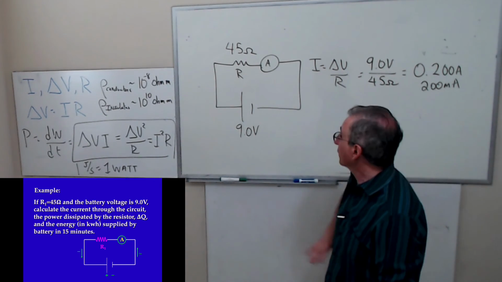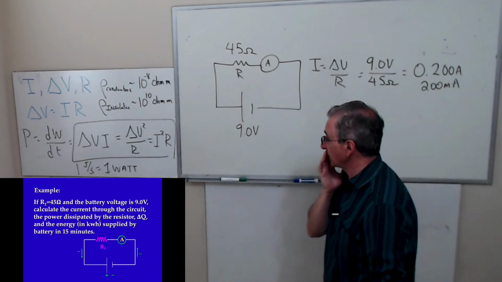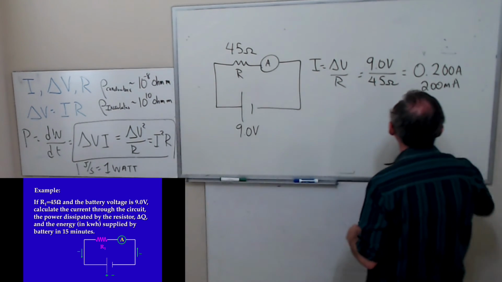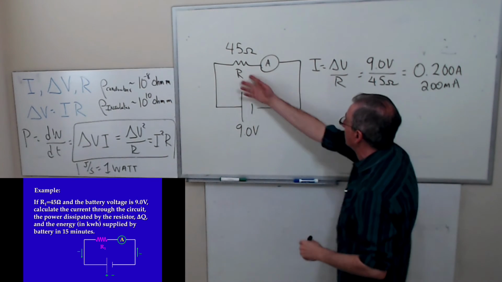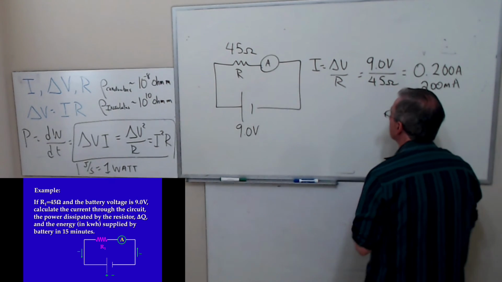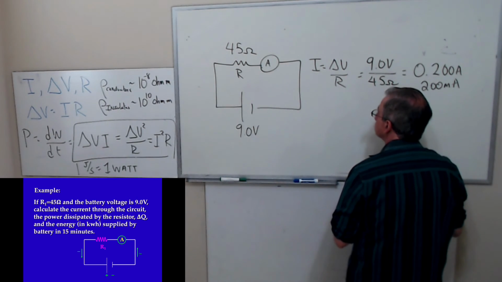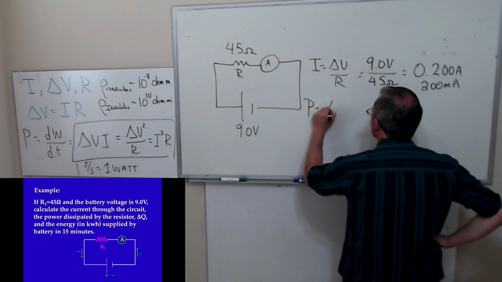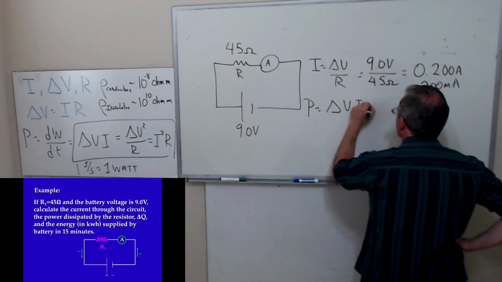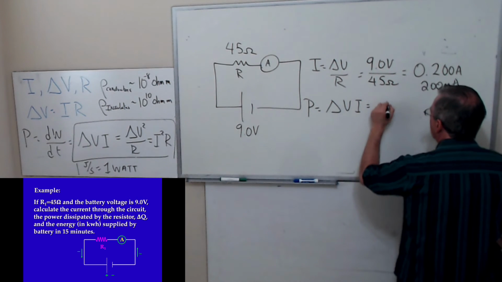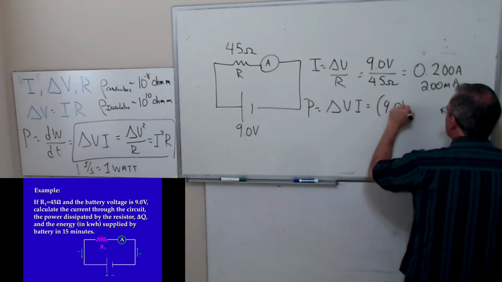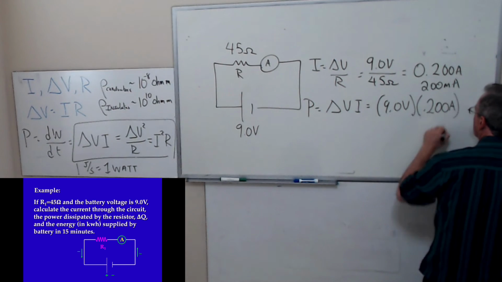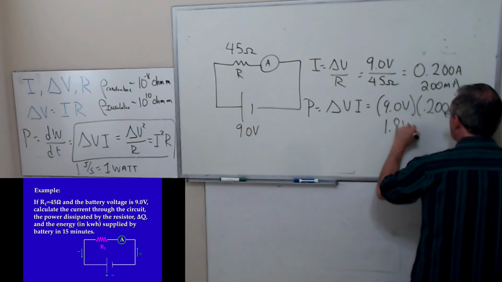If I want to figure out the power dissipated by the resistor, I have 3 choices. I'll just use delta V times I because I know I and I know delta V, because the voltage across the resistor has got to be 9 volts. Okay. So power is going to be 9 volts times 0.2 amps, which is 1.8 watts.